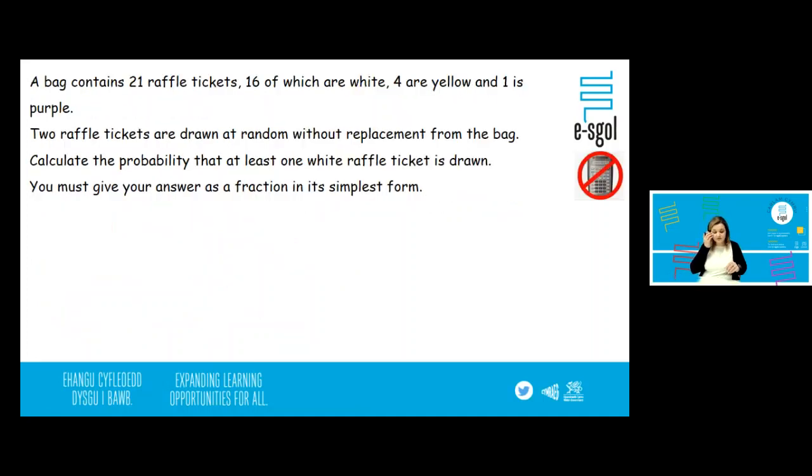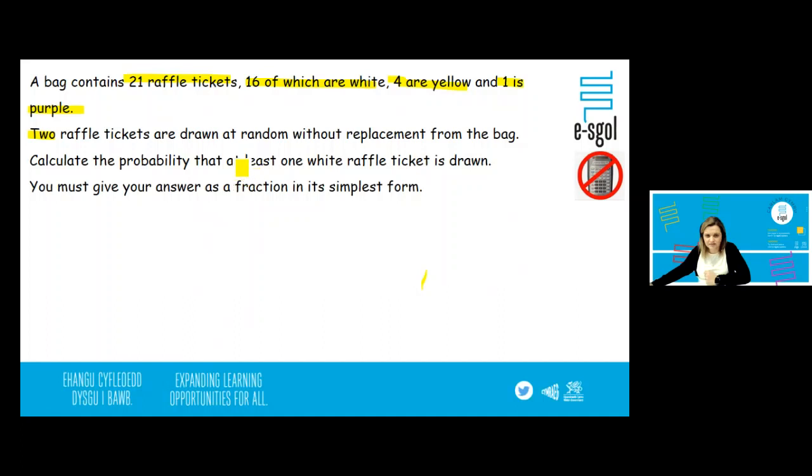Right, try this question for me and pause the video. Okay, bag contains 21 raffle tickets, 16 are white, 4 are yellow, and then 1 is purple. 2 raffle tickets are drawn at random without replacement. Calculate the probability that at least 1 is a white raffle ticket.